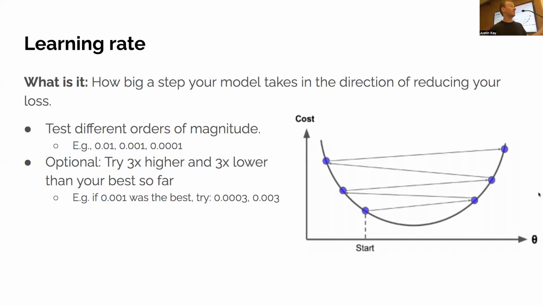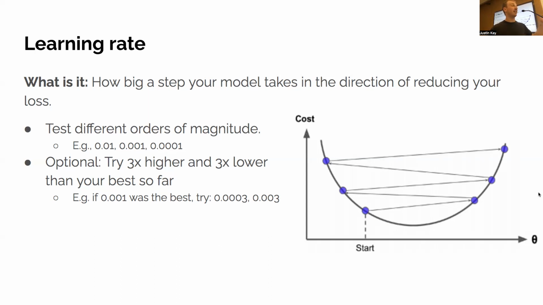So in practice, I usually just try 3 different orders of magnitude to start. So take the default, divide it by 10, take the default, multiply by 10, try those 3 learning rates and see what happens. Usually it will be pretty apparent early on in training which one is doing the best. You don't necessarily have to train all the way to the end to know this.